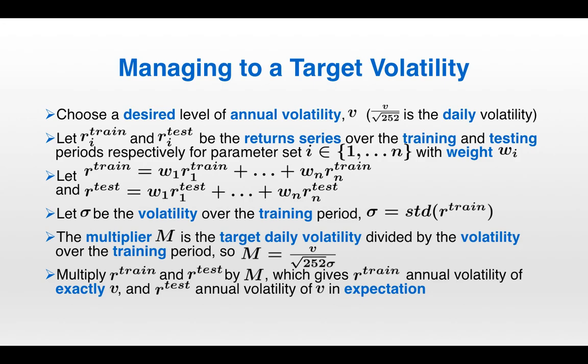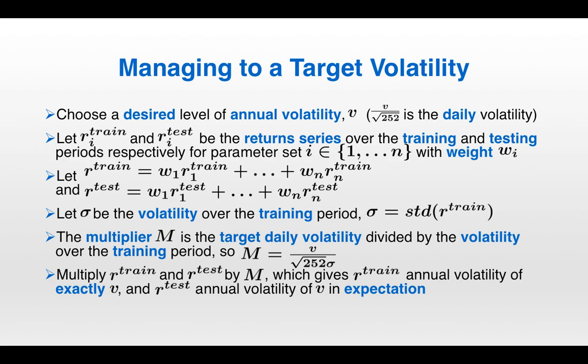Let sigma be the volatility over the training period, so sigma equals the standard deviation of R train. And let the multiplier M be the target daily volatility, that's V over the square root of 252, divided by the volatility over the training period, which is sigma. So M equals V over the square root of 252 times sigma, and we're going to multiply R train and R test by M, which will give R train annual volatility of exactly V and R test annual volatility of V in expectation. So let's break this down.